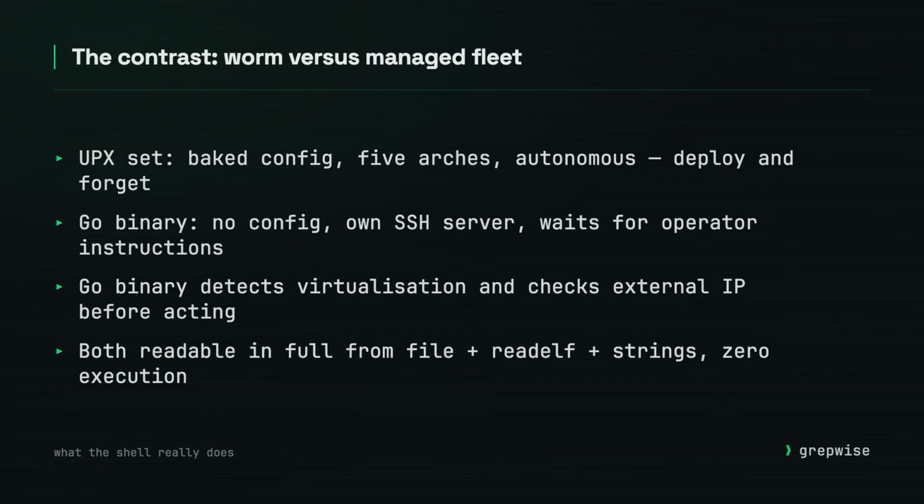Here is the contrast. The UPX set is 5 interchangeable static binaries with configuration baked in. Deploy one on a matching architecture, and it mines. No operator input after launch. No way to redirect it. Nothing to intercept mid-flight that changes its behavior. The Go binary knows no pool, no wallet, no algorithm.